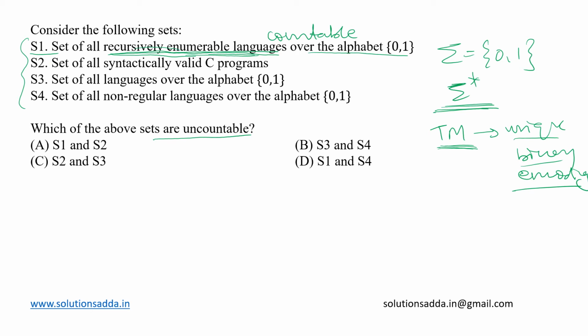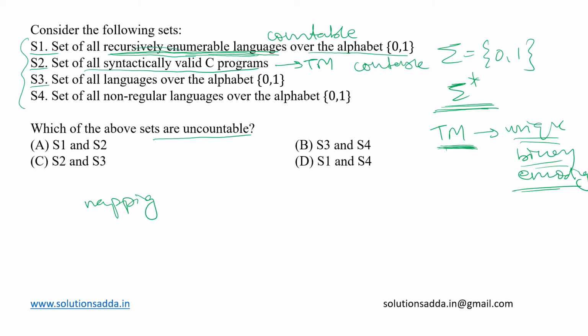Now looking at the set S2, it is a set of all syntactically valid C programs. Here also the same logic applies: all the syntactically valid C programs have a mapping with a unique binary encoded Turing machine. We can map every valid C program with a corresponding Turing machine, and we just saw that the set of all Turing machines is countable. So again this set S2 becomes countable.